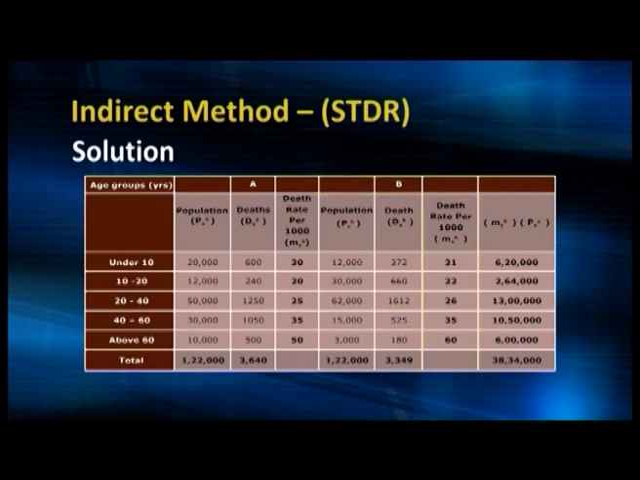And in the last column, we will take the product of the death rate of the population B and the population A for age X. We will get 6,20,000, 2,64,000, 13 lakh, 10,50,000 and 6 lakh, with a total of 38,34,000. In the next step, let us calculate the crude death rate and the standard death rate.